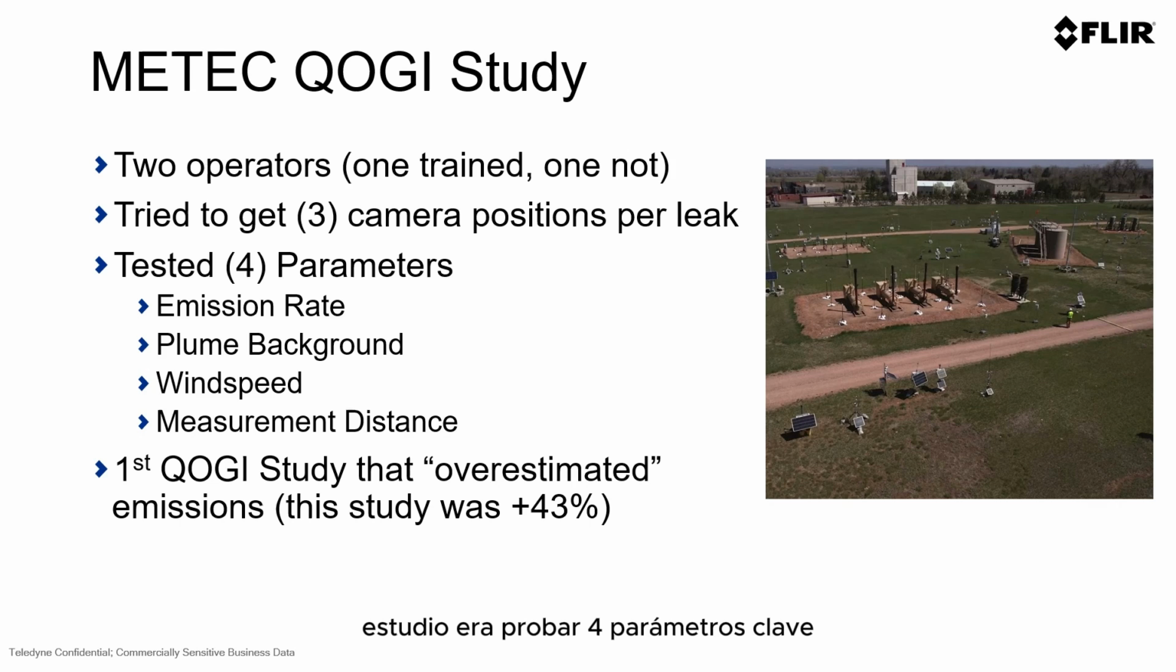They did try to get 3 camera positions per leak, and one of the goals of the study was to test 4 key parameters related to QOGI: the emission rate, the plume background, the wind speed, and the measurement distance. One of the results of this study was that it was the first QOGI study that overestimated emissions. In this case, the study had an overestimation of 43% in an aggregate setting.